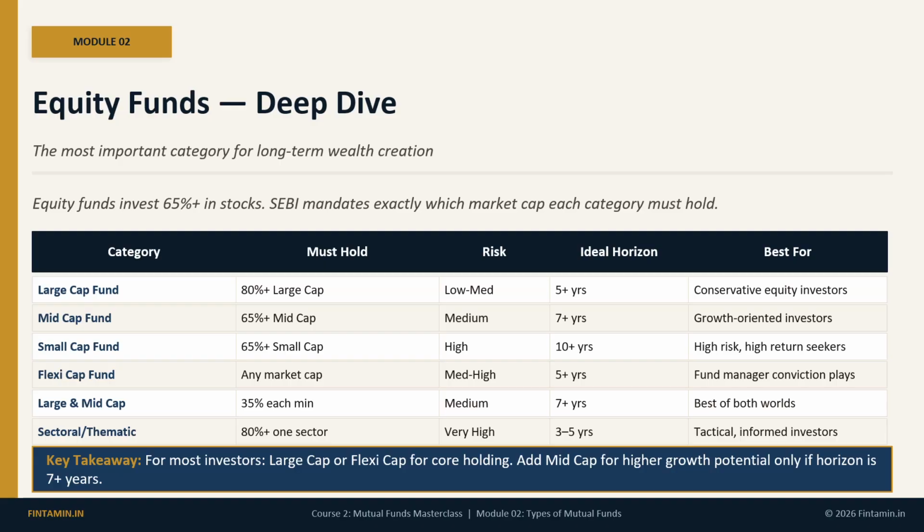Small cap funds hold companies ranked 251 and below. Highest risk, highest potential reward. Only for investors with a 10 years plus horizon and a strong stomach for volatility.